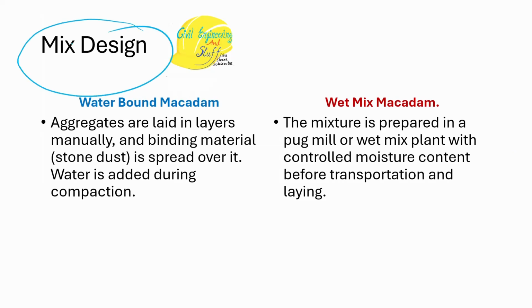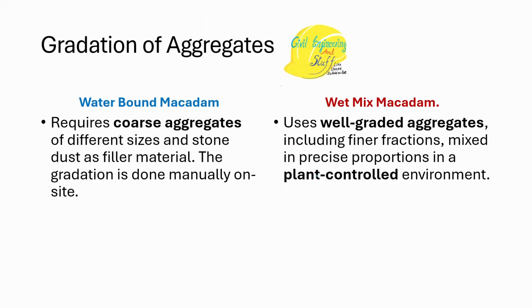So the mix design: aggregates are laid in layers manually, and the binding material, which is stone dust, is spread over it, and then water is added in the compaction. Right, just now what we have seen and discussed. While in your wet mix macadam, the mixture is prepared in a pug mill or wet mix plant with controlled moisture content before transportation and laying. Right, this is what we have discussed.